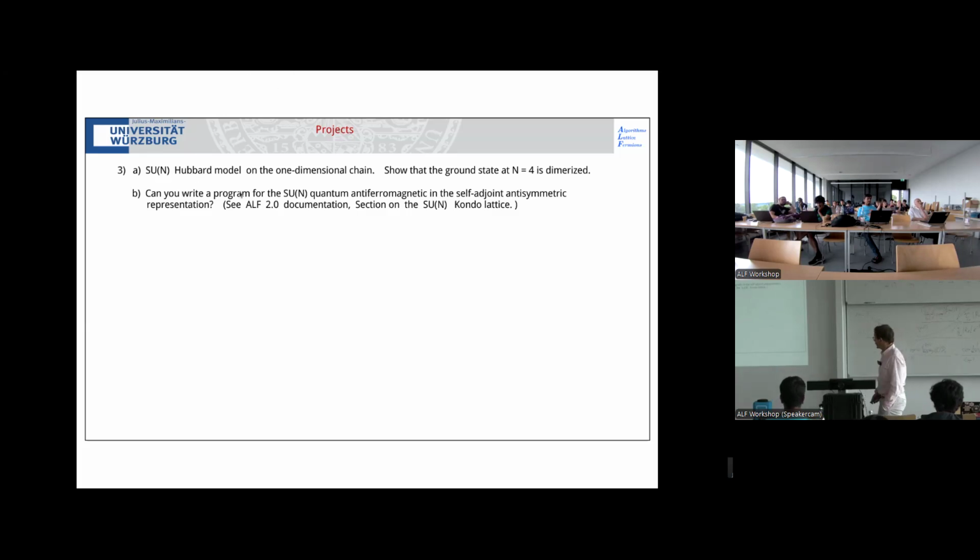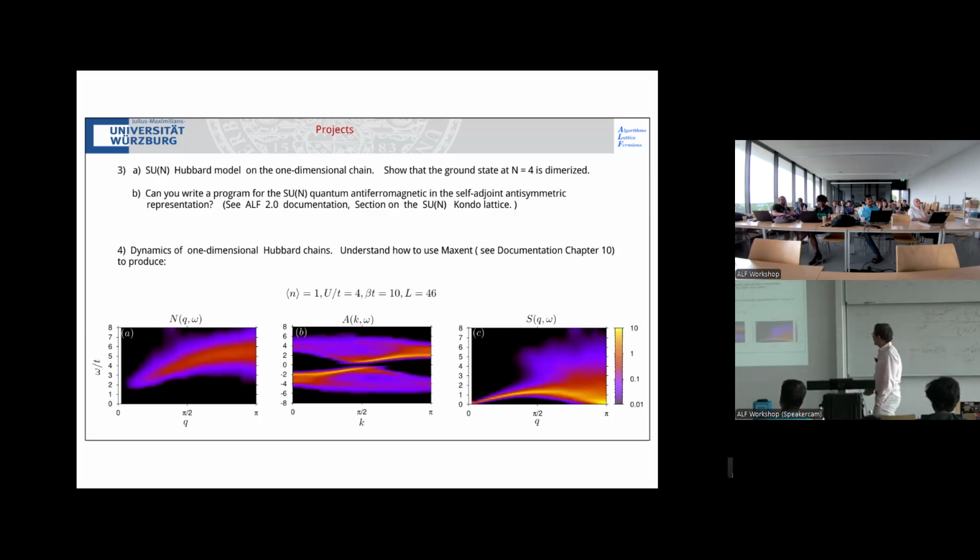Can you write the program for the SUN quantum antiferromagnet in the self-adjoint antisymmetric representation? Yes, I can. Can you try it? Okay.